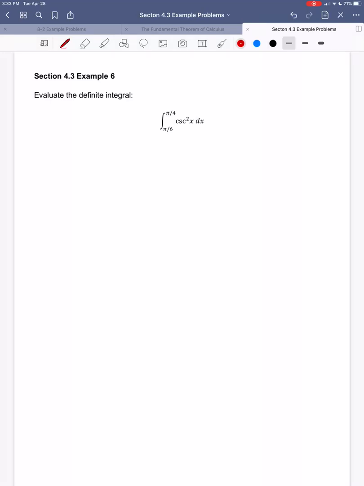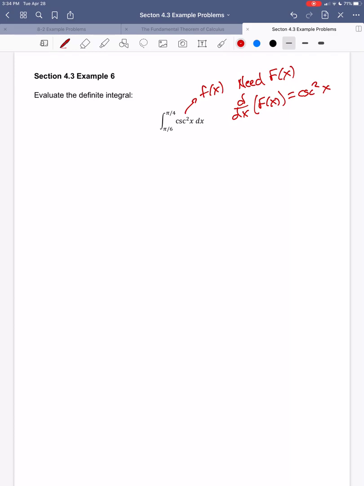In this example, we're going to take the integral of this function. That would be my function f of x, cosecant squared of x. So I need a function capital F of x. And what I want then is a function so that when I take the derivative of capital F of x, that's equal to this cosecant squared.